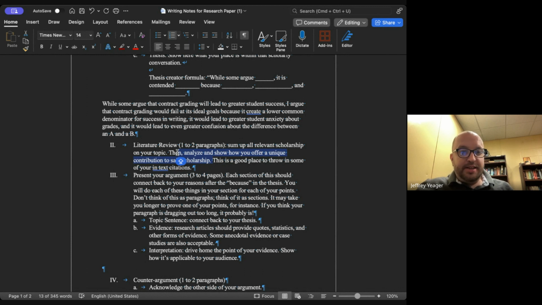So, I say 1 to 2 paragraphs. One's probably too small. I'll say at least 2 paragraphs. At least. You can maybe go 3 if you wanted. The general rule of thumb for paragraphing is if you ever feel like you're going on too long, you probably are. Anytime I write something, I like to cut my paragraphs off at about half a page. Usually if you go over half a page, you're going to lose the reader's attention.